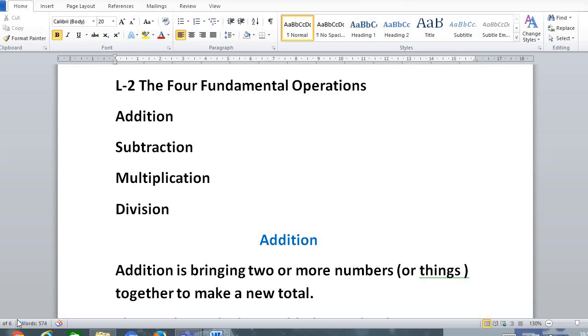Good morning. Today we are going to start a new lesson. Lesson 2, the four fundamental operations. They are addition, subtraction, multiplication and division. In this chapter we will study these four operations and how to apply them in our regular day-to-day life. So first, start with addition.